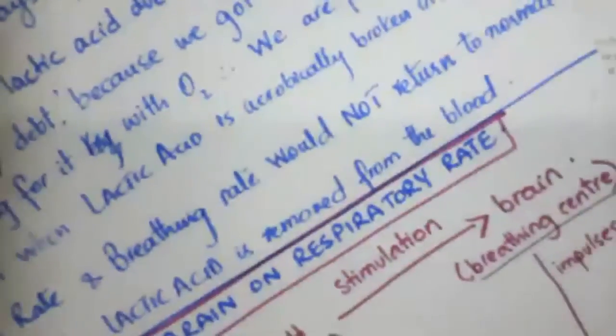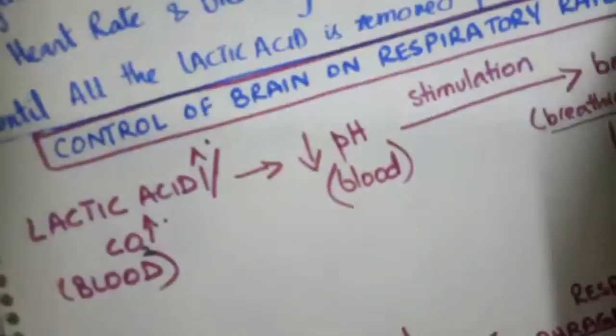No, you missed one point. Lactic acid going down, normalizing, carbon dioxide decreasing. You forgot this point. You have to mention that when the respiratory rate increases, the carbon dioxide is removed from the blood, and lactic acid is also normalized, and so the pH gets normal. You have to mention this in your answer.